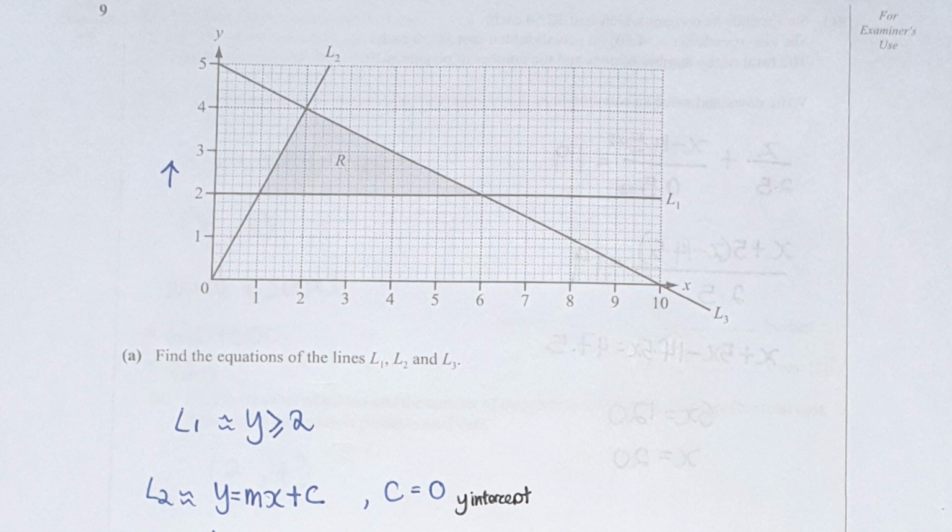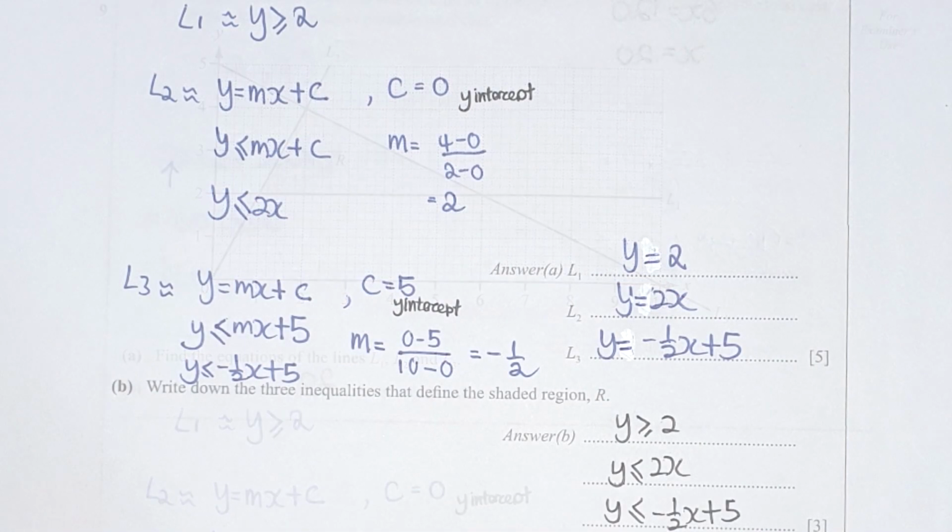L2 here is pretty straightforward. All you need to do is find the gradient, because the y-intercept, which is c in the line formula, is 0. So the gradient will give you 2. The next step is for you to identify that y is less than or equal to 2x. So this one will be the inequality of L2.